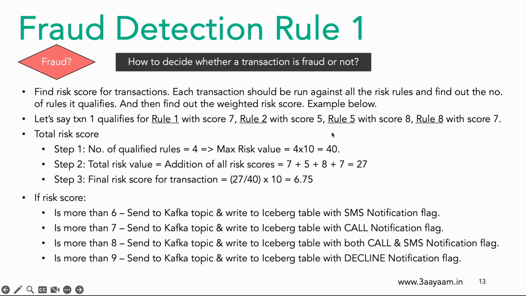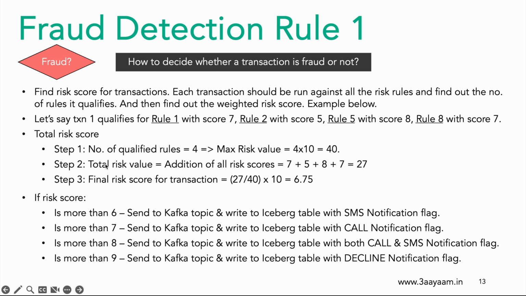Now, in this example, let's say one transaction has qualified for 4 rules. So in step 1, you'll have to find out how many rules it has qualified. If it has qualified 4 rules, then the maximum risk value for those 4 rules would be 4 into 10, because 10 is the highest risk score. So the maximum risk value would be 40, as there are only 4 rule qualifications. If a transaction qualifies for, let's say, 8 rules, then the max risk value would be 80. So this is the maximum risk value that you have to find out.